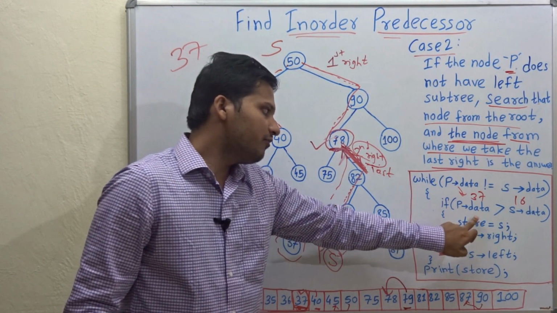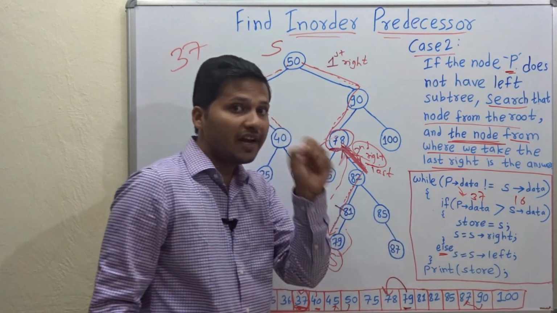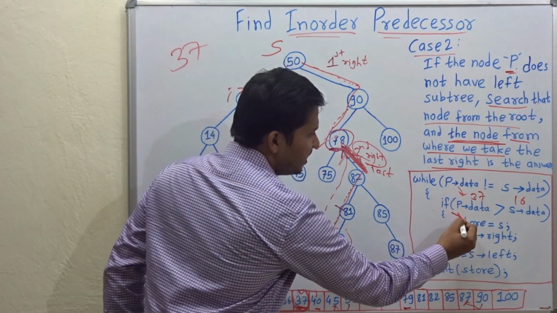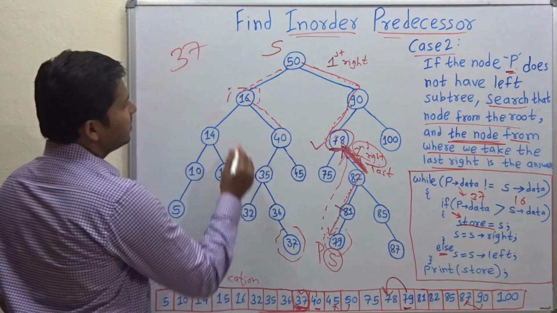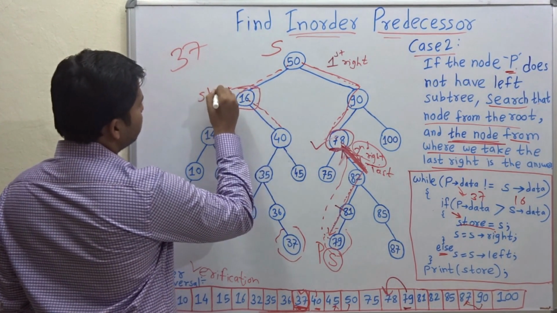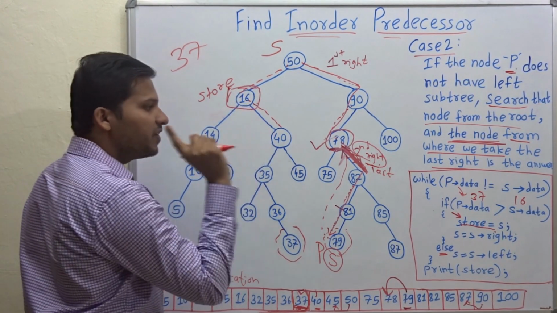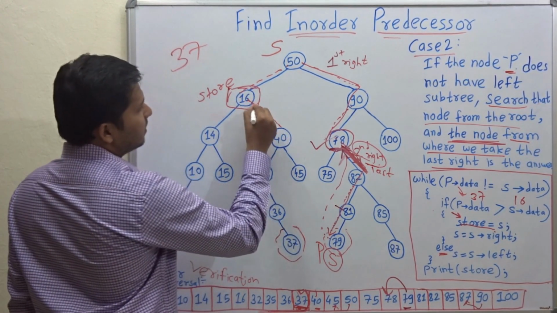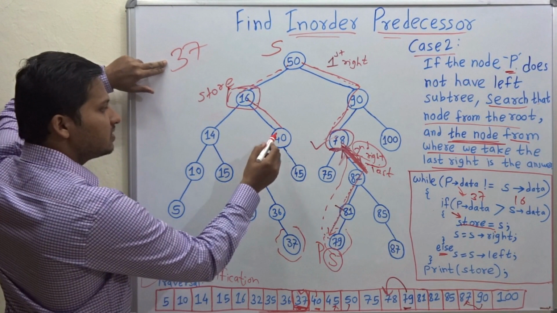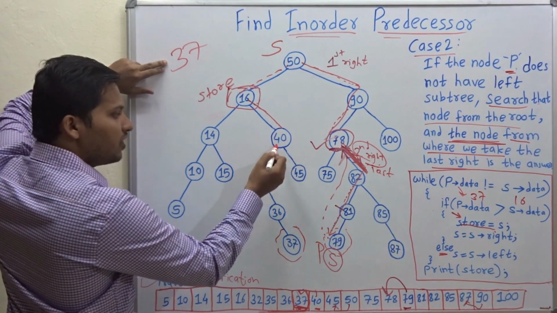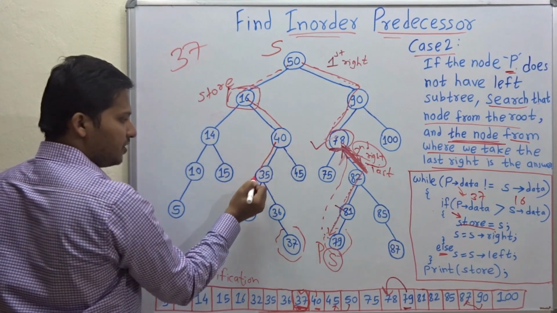Now after this condition is satisfied, we store the node from where we have taken the right turn. See, in this if condition we take the right turn, so we store this node. The store pointer is pointing to 16 because from there we have taken the right turn, so we remember that. Again in the while loop, check whether 37 is greater than or less than this node, that is 40. 37 is less than 40, so we took the left turn.